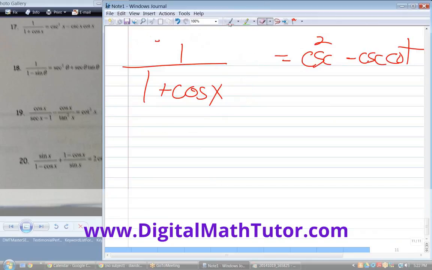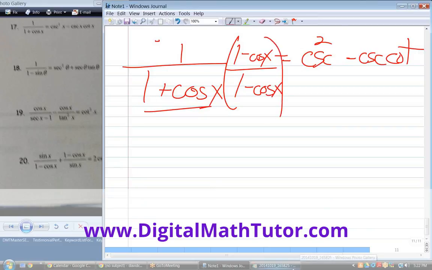The conjugate. Yeah. The reason is it's going to allow us to turn the bottom into 1 minus cosine squared, which is sine squared. And that's a key thing, to be able to turn two terms, especially these two terms, into one term. So the top becomes 1 minus cosine x. The bottom becomes what? 1 minus cosine x squared. Which is? Sine squared.